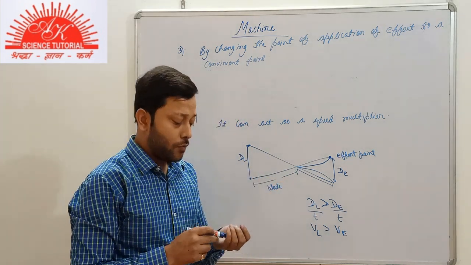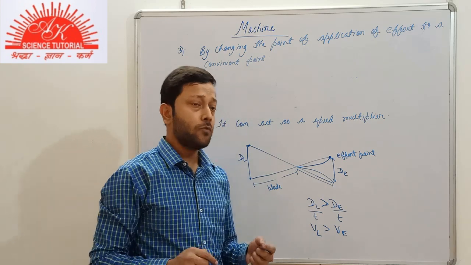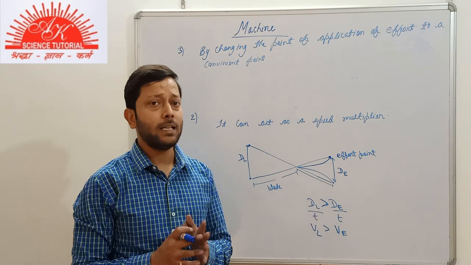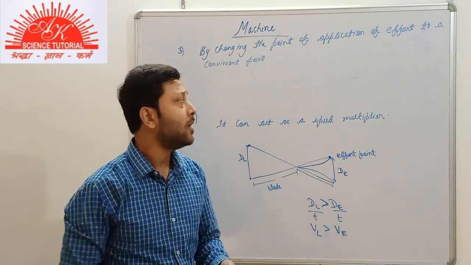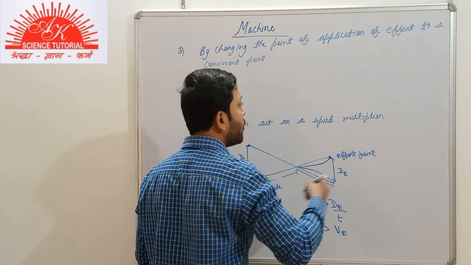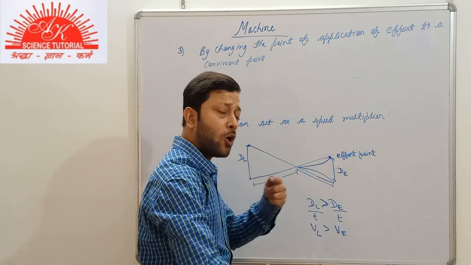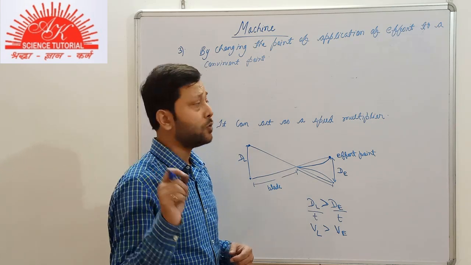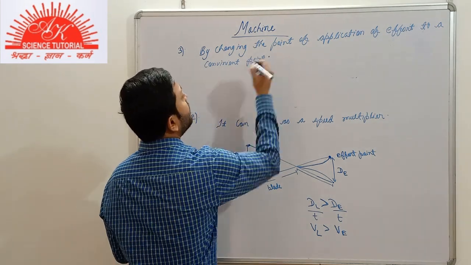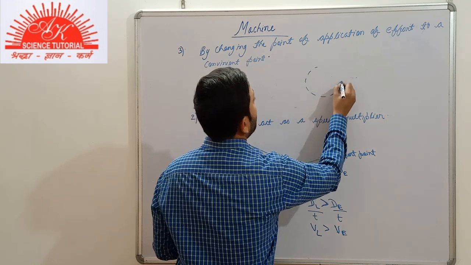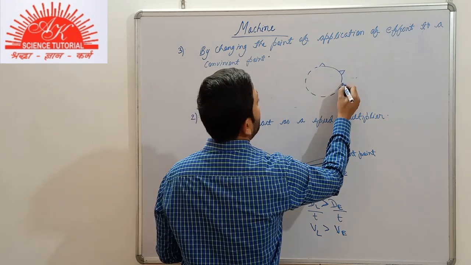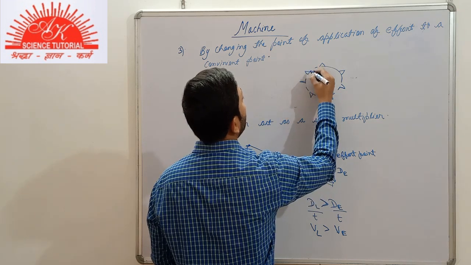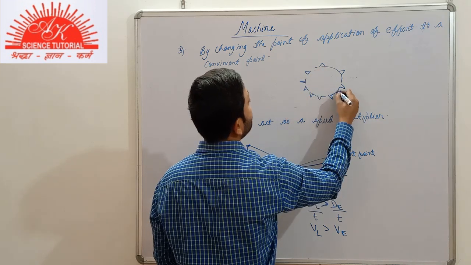What do we do? We exert a force at the pedal. Suppose there is no pedal attached to the toothed wheel, with the help of which the chain rotates, and along with the chain the rear wheel rotates. From there torque is produced. You know about torque now. So suppose this is the toothed wheel over which the chain runs.